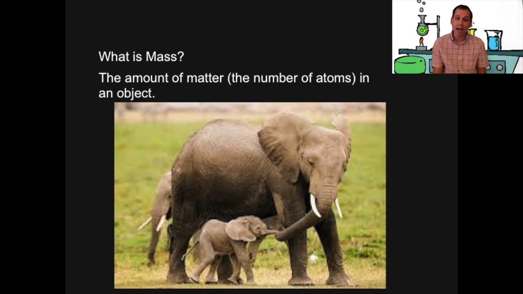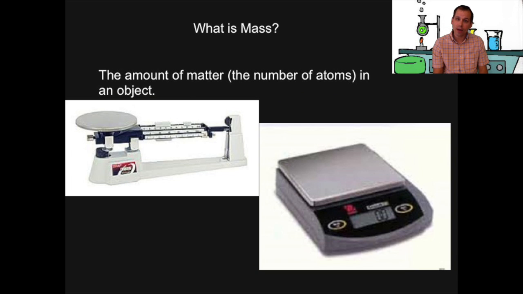But there's a way we can actually measure that, and that is by finding out what the object's mass is. You don't want to confuse mass with weight. Mass is how many molecules there are. Weight has to do with gravity. We'll get into that later in the year. But there's 2 ways you can figure out the mass of an object, either using a triple beam balance, which you might be familiar with, or an electronic balance, which we'll use this year.